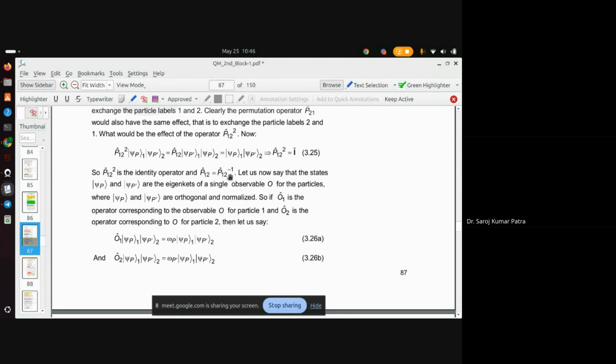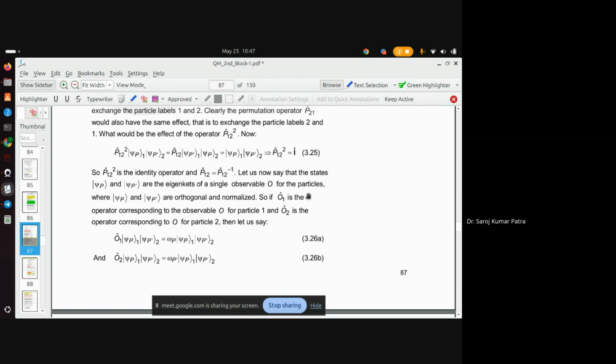What will happen to an observable? So that's what it is telling. Let us now say that the states psi p and psi p prime are the eigenstates of a single observable O for the particle. It could be energy, it could be momentum. They are saying psi p and psi p prime are the eigenstates of a single observable O of the particle, where psi p and psi p prime are orthogonal and normalized, because they are two different ones.